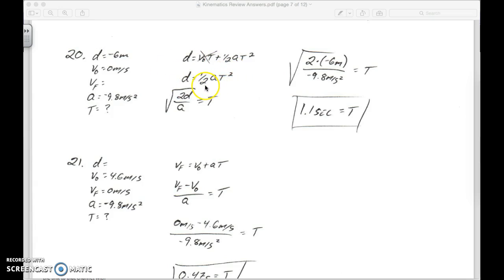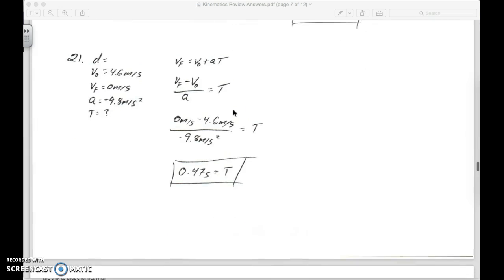We're solving for time, so we're going to multiply by 2 to get rid of the half. That's why you see 2d on the left side, and divide by a. That's why a is in the denominator, and we don't want the squared, so we take the square root. Plugging in our numbers, we get the square root of 2 times negative 6 divided by negative 9.8 meters per second squared, giving us a time of 1.1 seconds for this thing to fall and hit the ground.